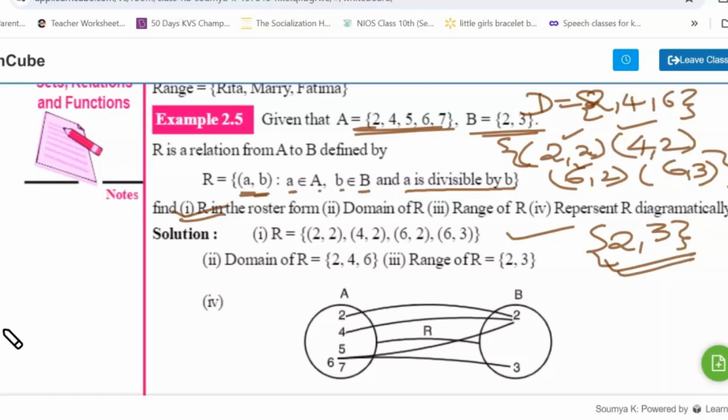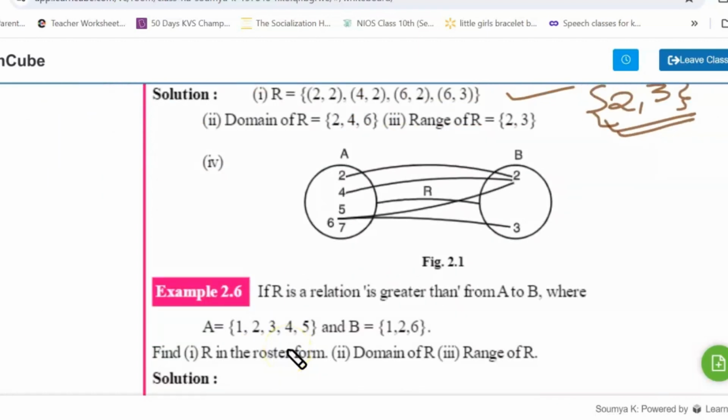Then represent R diagrammatically. Here you can see in the diagram, set A has the elements 2, 4, 5, 6 and 7, and B has 2 and 3. So define those relations which exist here. 2, 2 exists, 4, 2, then 6, 2 also exists. Then comes 6, 3, that is also available, and this shows that this set has a relation with B. So this is the diagram for this relation.